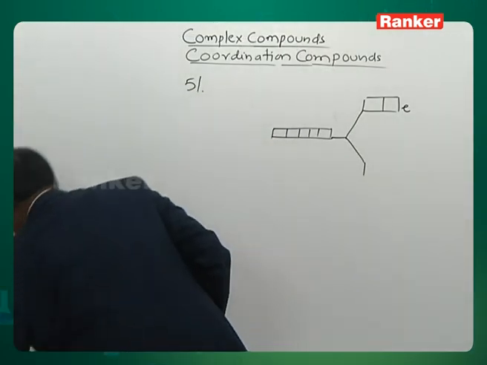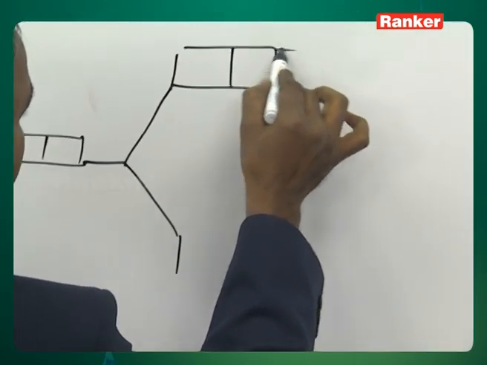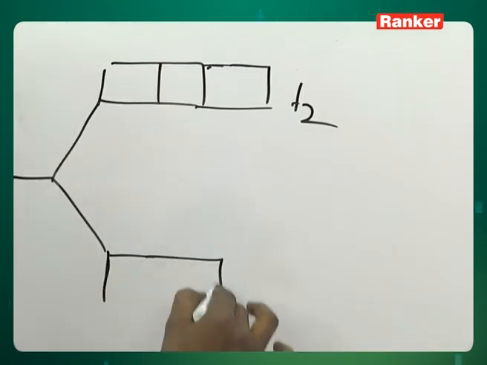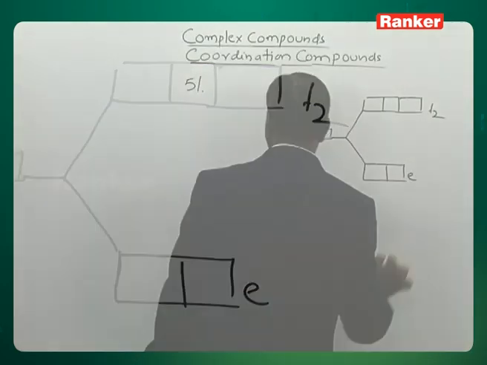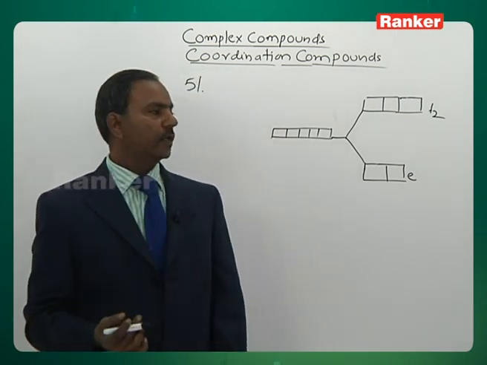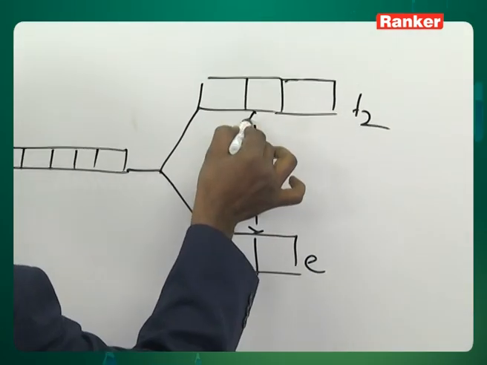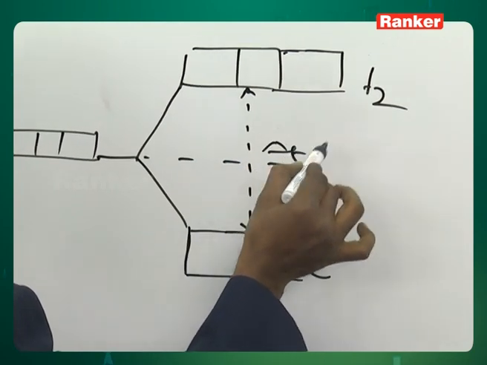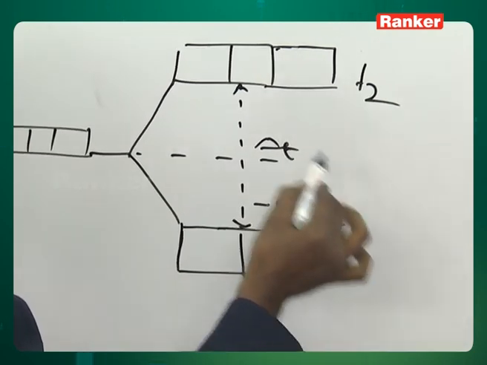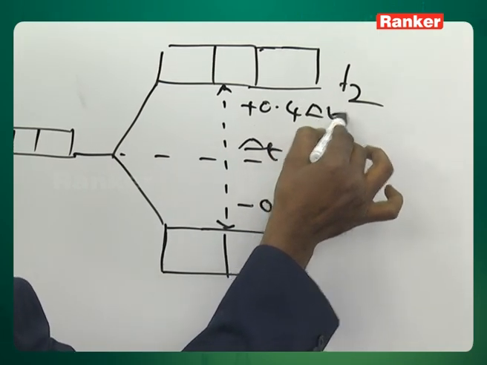In tetrahedral geometry, the higher energy level is the T2 set, and the lower energy level is the E set of orbitals. The energy difference between these two we consider as delta T, or 10 Dq. This comes to be minus 0.6 delta T for one set, and plus 0.4 delta T for the other.